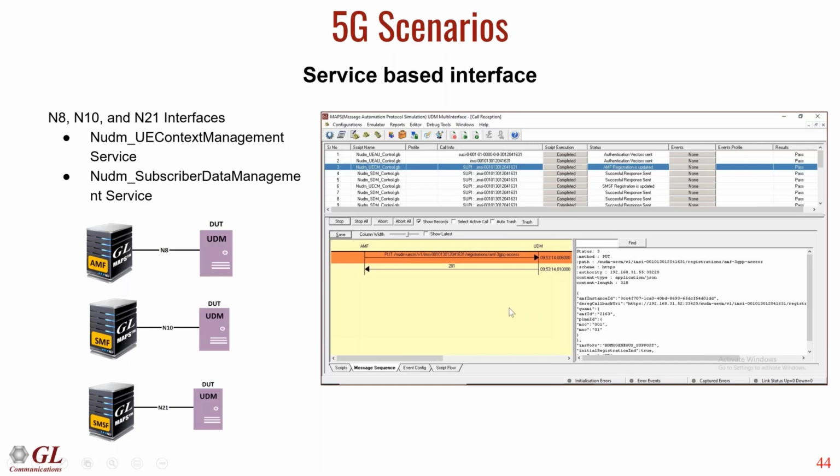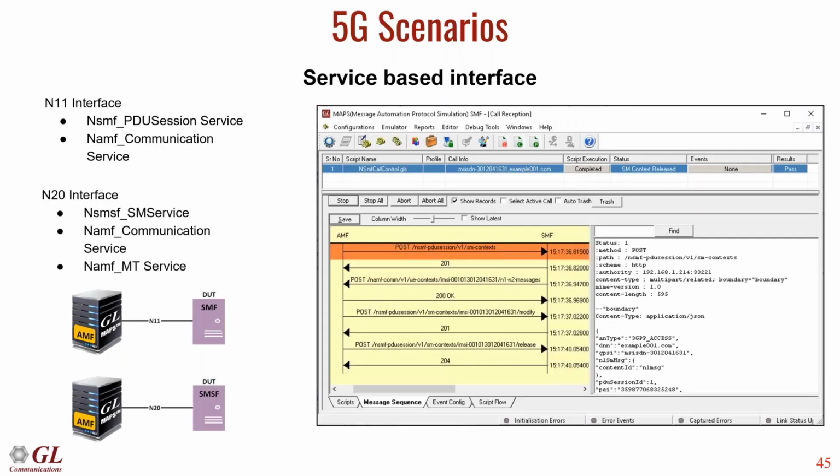This is between the AMF and UDM, SMF and UDM, and SMSF and UDM. All these nodes can contact UDM to retrieve subscription data such as access and mobility data, SMSF context, and SMS context information.